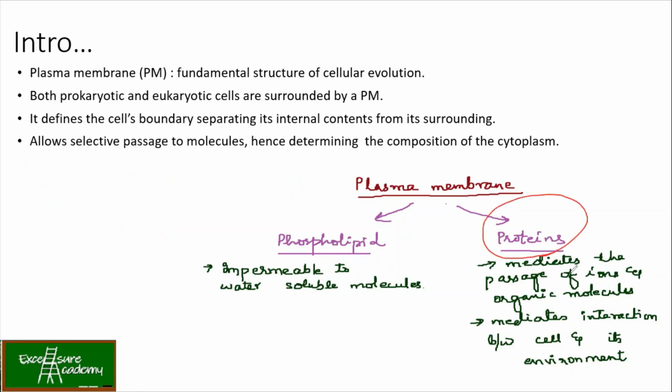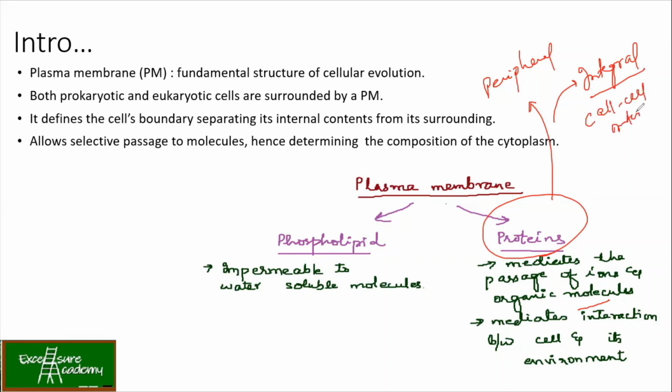So proteins are responsible for the passage of the ions and organic molecules. They also help in mediating interactions between the cell and its environment. So we already know that in the plasma membrane we have different types of proteins, correct? If you remember, we have peripheral proteins and we also have integral proteins. Integral proteins are responsible for cell to cell interactions, which we call antigen-antibody interaction, or cell to cell interaction like the movement of muscle or the movement of macrophages inside the blood vessel. So all these are the duty of the integral proteins.